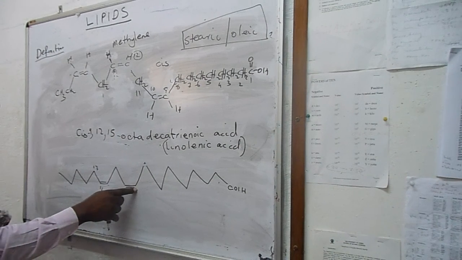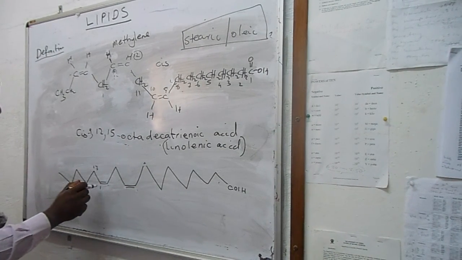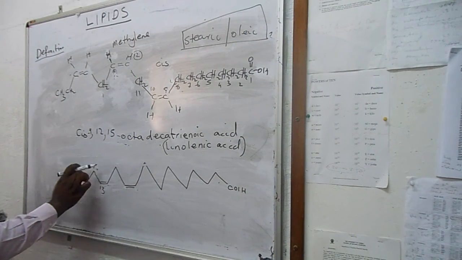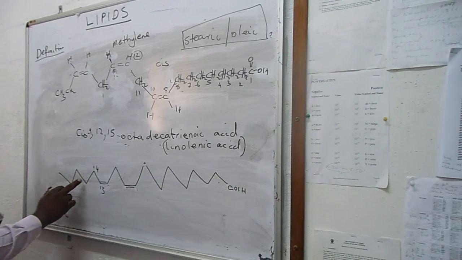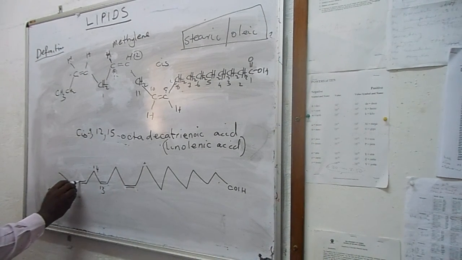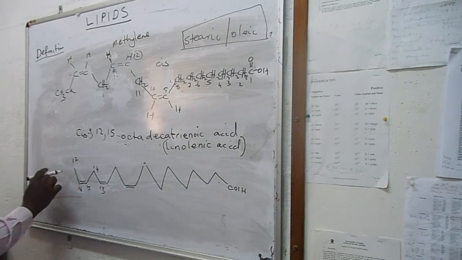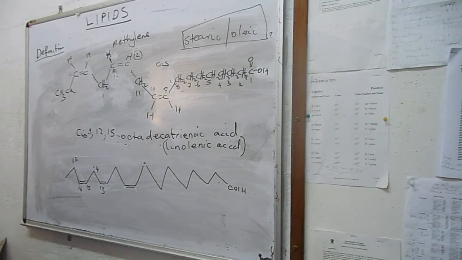No, not right. This is 9, 10, 11, 12, 13. This is 13. This is 14. And this is 15. So at 15 is a double bond here. This is 15, this is 16, 16, 17, and then 18. So that will be the skeletal structure of cis 9, 12, 15 octadecatrienoic acid.